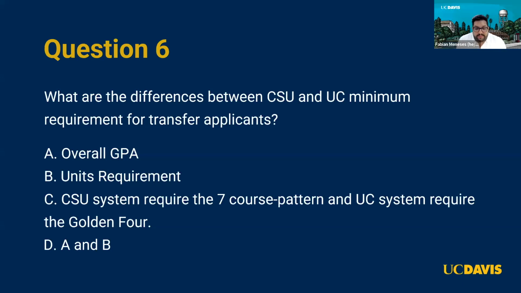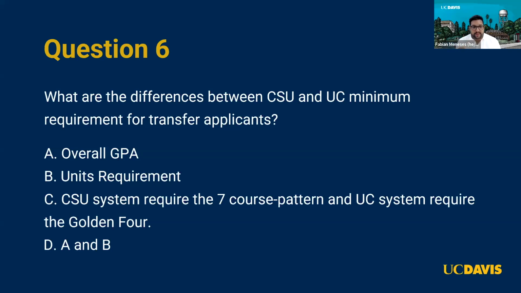So the CSU system requires a minimum of a 2.0 GPA versus the UC, which requires a 2.4 overall GPA. Both require 60 transferable units, and how the courses are determined transferable can be viewed on, for example, assist.org. Please never assume that all of your coursework at a community college is transferable to a CSU or a UC. Always make sure that you read the registration description when you sign up for those classes.